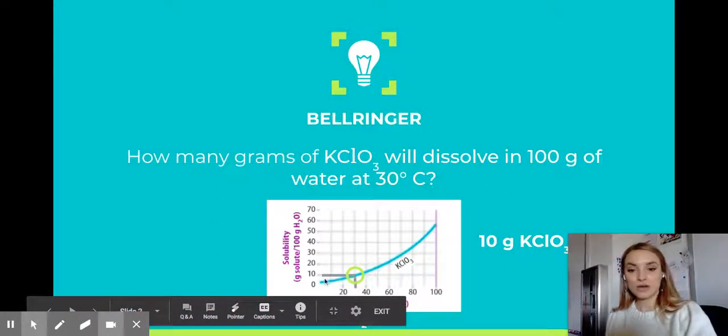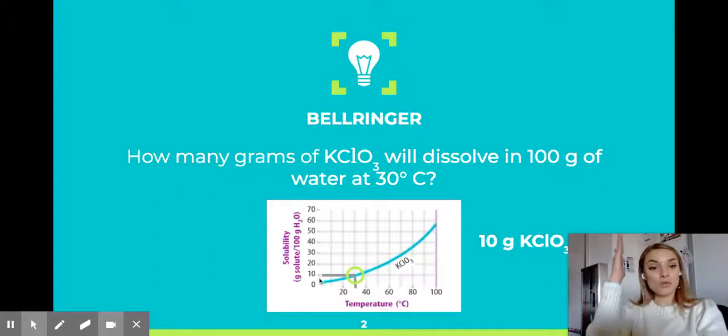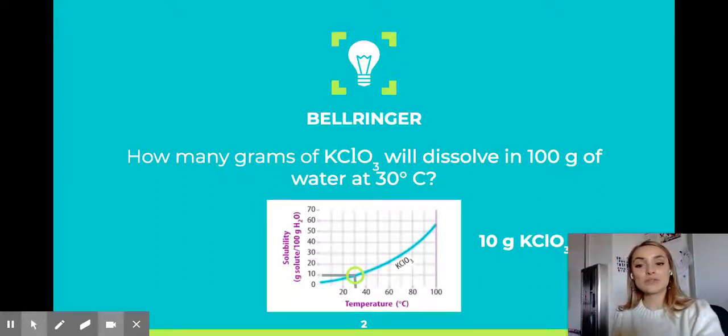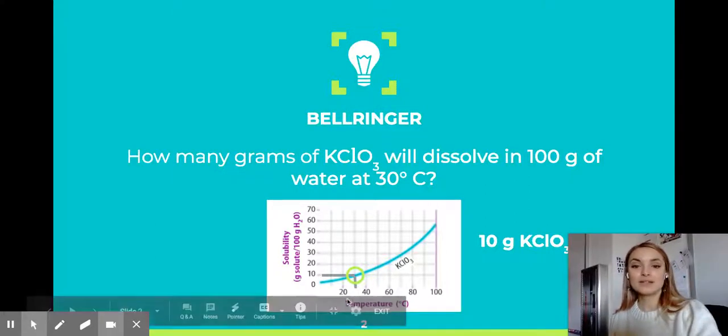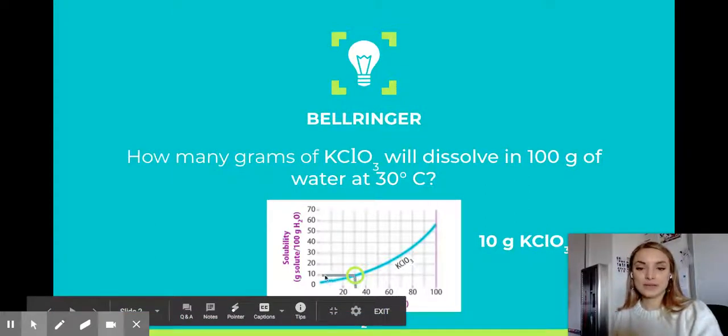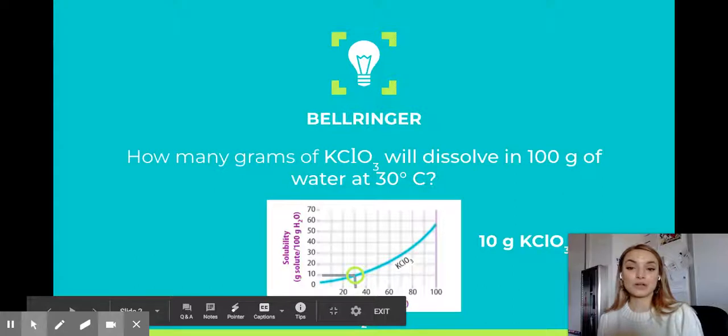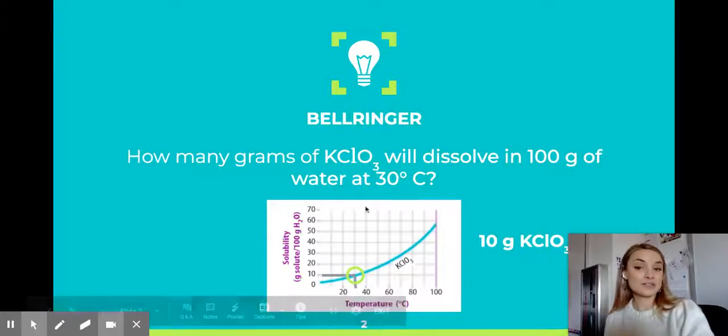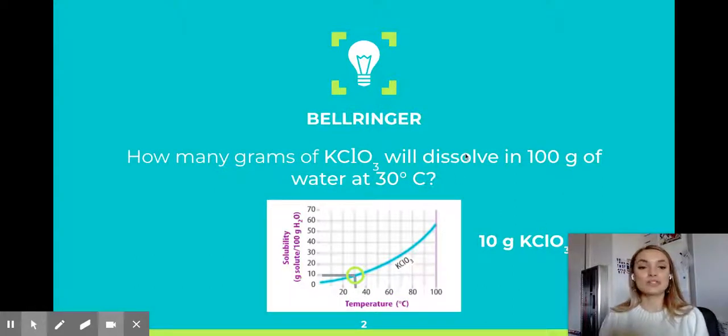So then we go over and read our y-axis value, and our y-axis tells us grams of solute per 100 grams of water. So at 30 degrees, I have 10 grams of solute dissolved in 100 grams of water. So the answer to how many grams of potassium chlorate will dissolve in 100 grams of water at 30 degrees Celsius is 10 grams of potassium chlorate.